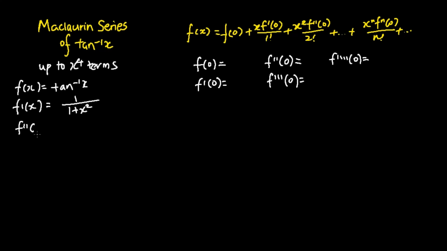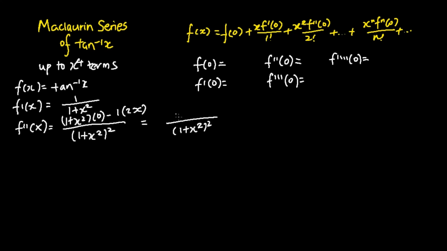Then we next find my f double prime x. We will use the quotient rule of differentiation. My denominator will be 1 plus x squared, the whole thing squared. And then we have the numerator as follows: 1 plus x squared times 0, subtracting away 1 times the derivative of 1 plus x squared, which is 2x. Now we simplify the whole equation and we get negative 2x over 1 plus x squared, the whole thing squared.